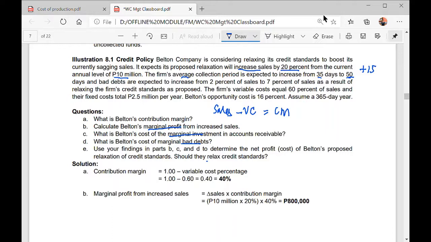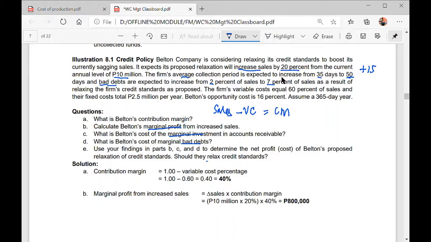Di ba? That is one disadvantage of this proposal. Mao man gani ang primary nga gi-relax ang ilahang collection period, nga instead nga ang mga customer mobayad within 35 days, pwede sila mobayad up to 50 days. However, what would be the effect of this one? Although mosaka ang iyang sales, the bad debts will increase from 2% to 7%. Di ba? Madugangan og 5%.